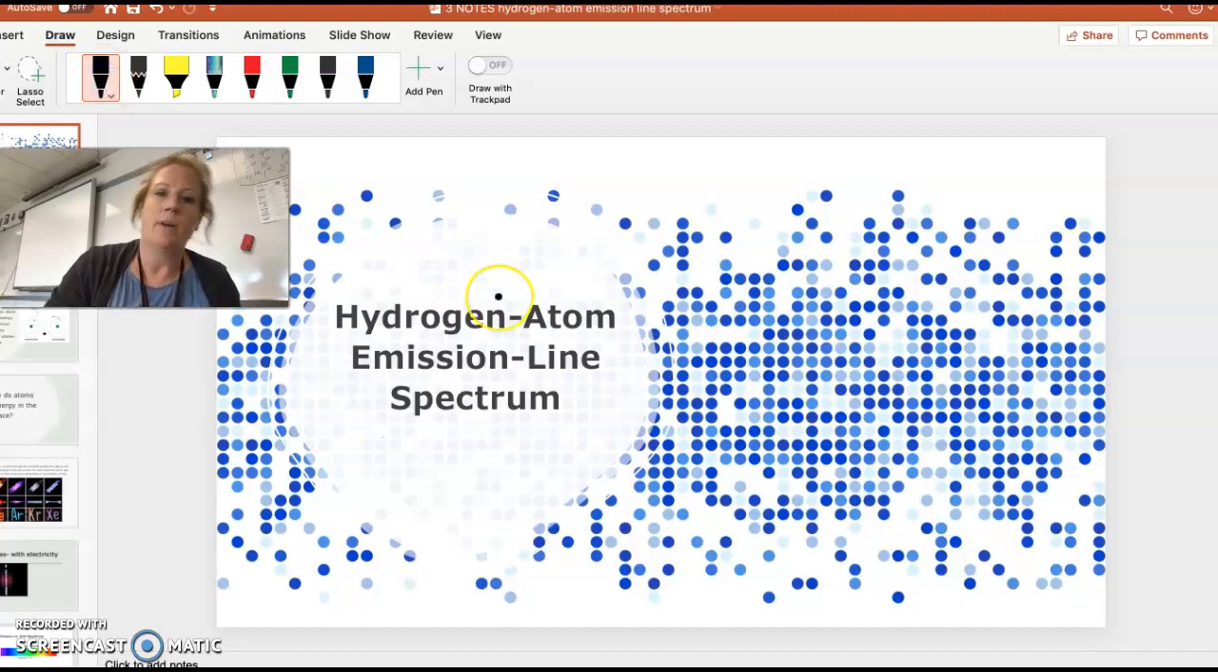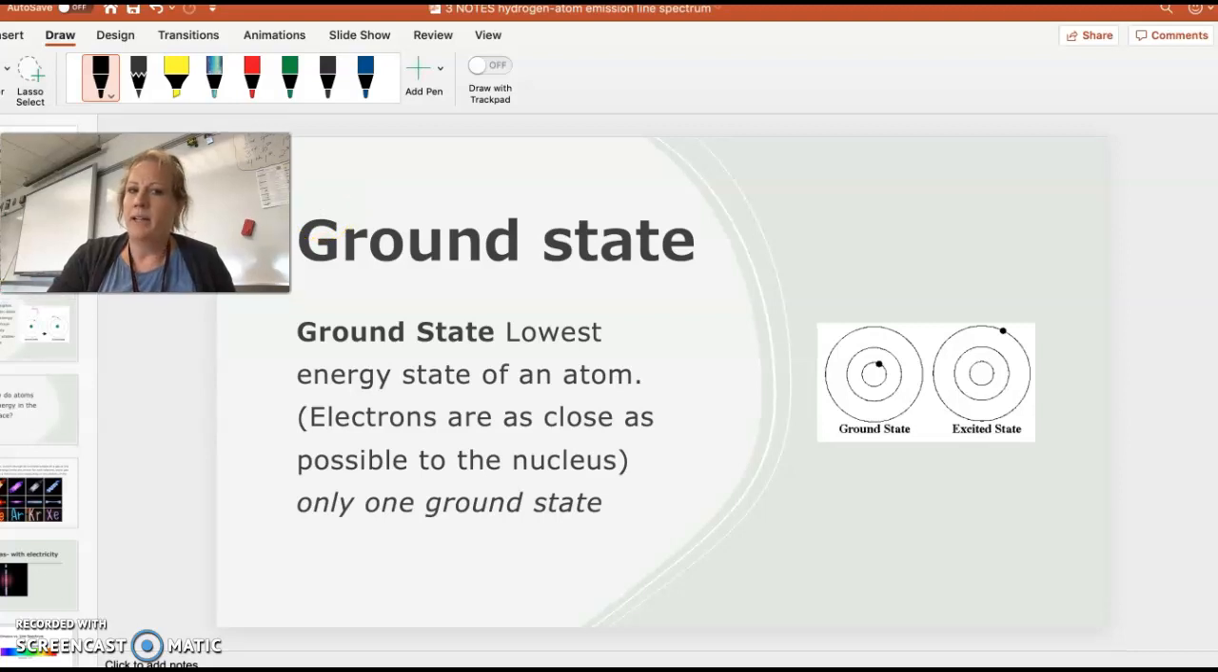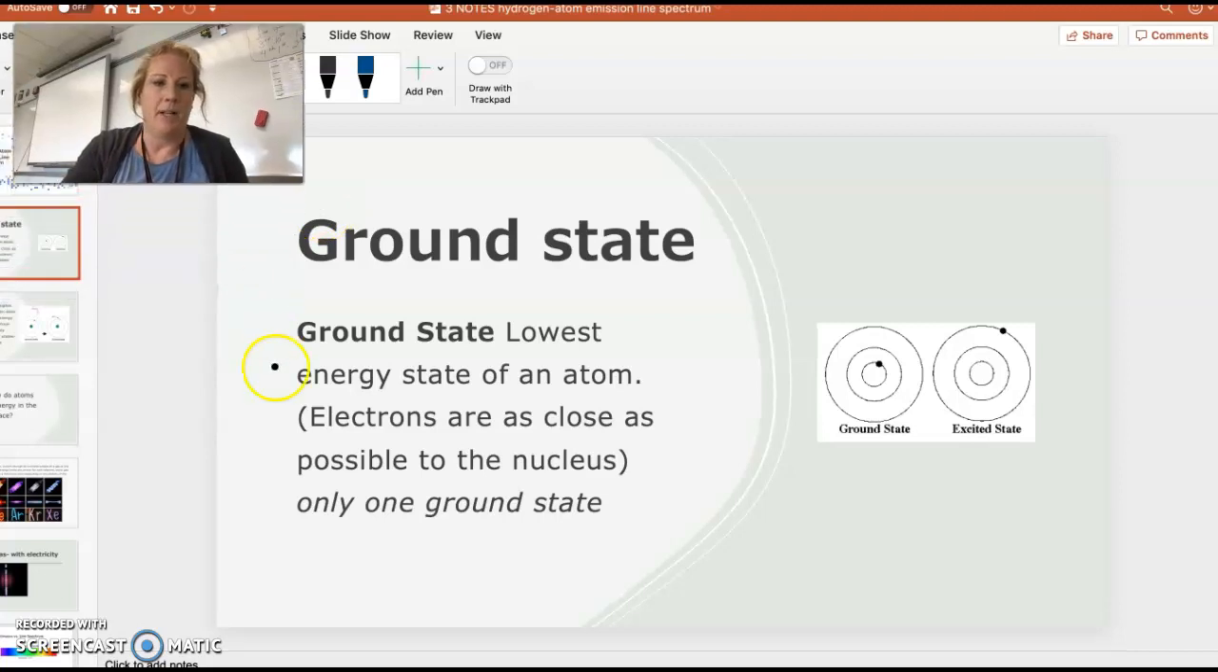This is a video about the hydrogen atom emission line spectrum. So we've talked about this a little bit in class, but I don't think I gave you the terminology. When an electron is as close as possible to the nucleus, we would consider that to be ground state. For hydrogen, there's only the one electron.